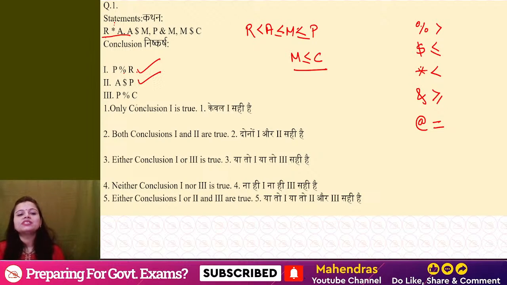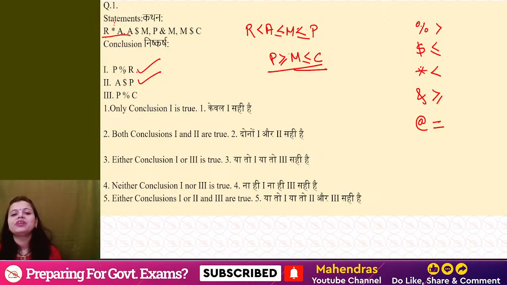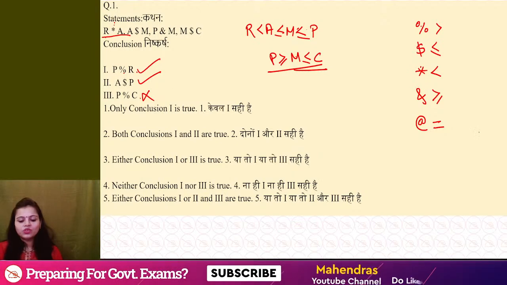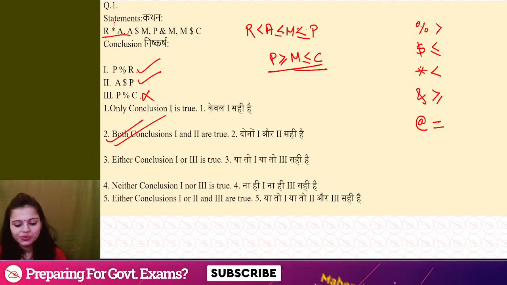Third one is saying percentage between P and C. So how can you link the P and C? With the help of M. Because P is greater equal to M. So just join P and C. Now percentage means greater. But we are getting the C and D case between P and C. So third one is wrong. So your answer will be 1 and 2. Okay. Option 2.